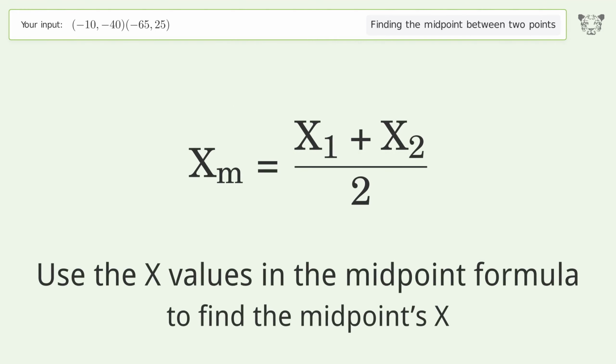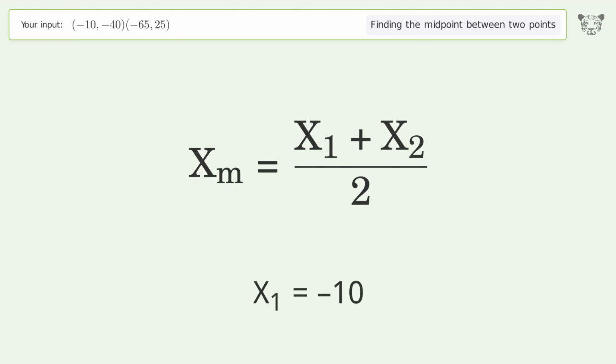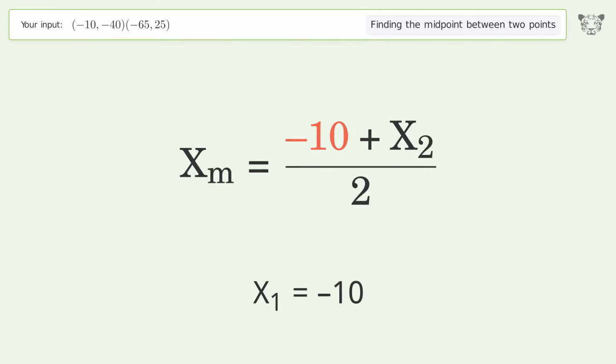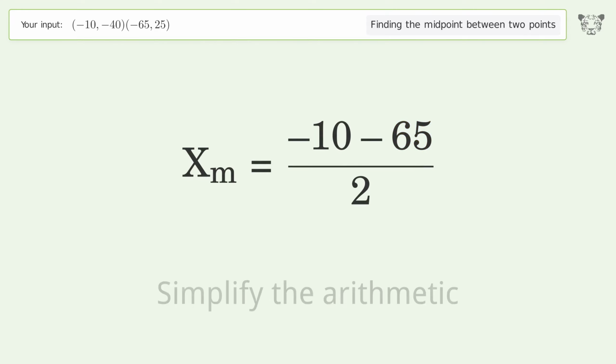Use the x values in the midpoint formula to find the midpoint's x. x1 equals -10. x2 equals -65. Simplify the arithmetic.